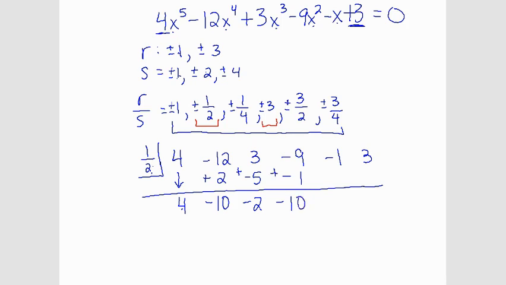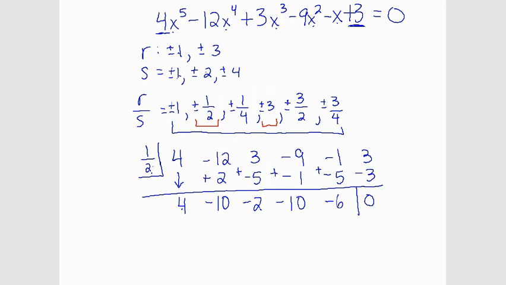1/2 times negative 10 is negative 5. And then we'll add, we get negative 6. And then 1/2 of negative 6 is negative 3. 3 plus negative 3 is 0. And this is the result we want. Whenever you're doing this, if you get a remainder of 0, that means what we tried, the 1/2 in this case, is a 0 of the polynomial, a 0 or a root.